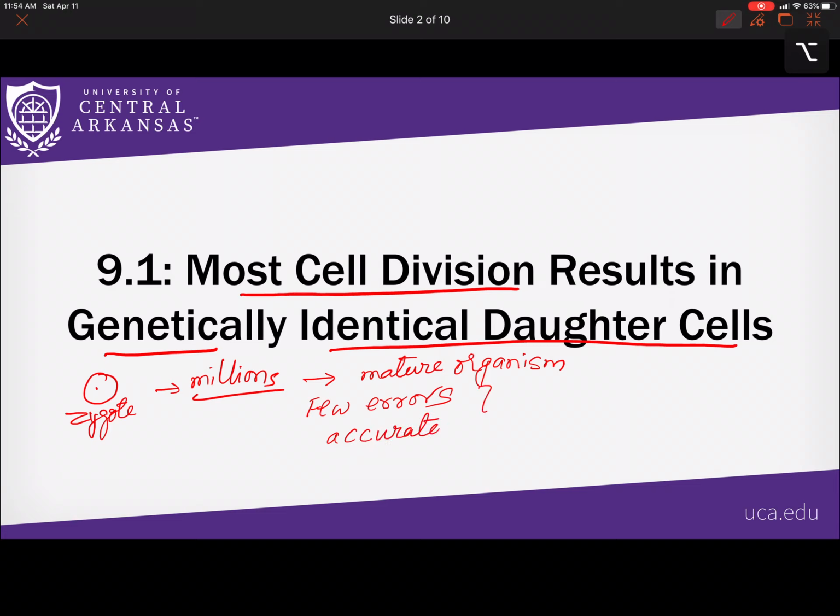So to have these cell divisions with very few errors, the DNA has to be folded in a specific pattern, and the process has to be well organized.